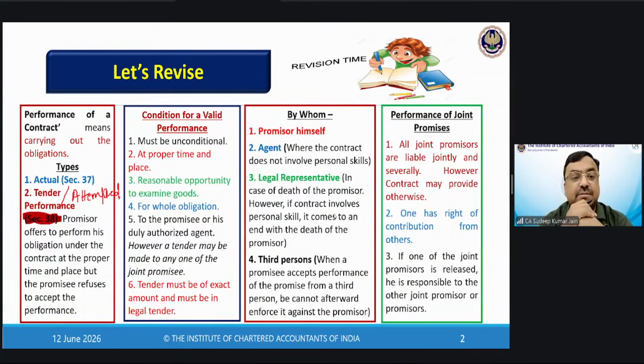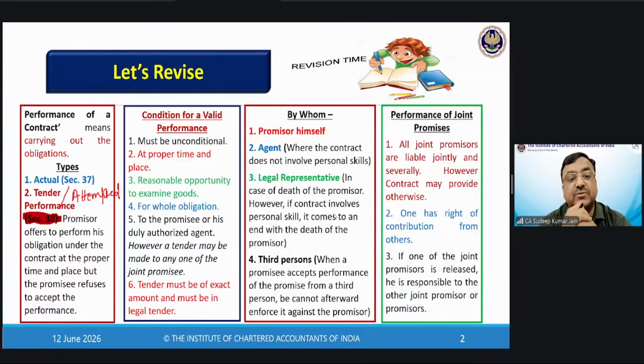What are the conditions for a valid performance? It must be unconditional, meaning the performance should be according to the conditions decided in the contract itself. No other condition should arise at the time of performance. Performance should be at the proper time and place. If decided in the contract, it should be at that time and place. If not decided, it should be at a reasonable time and place. And what is reasonable time and place? It depends on the situation.